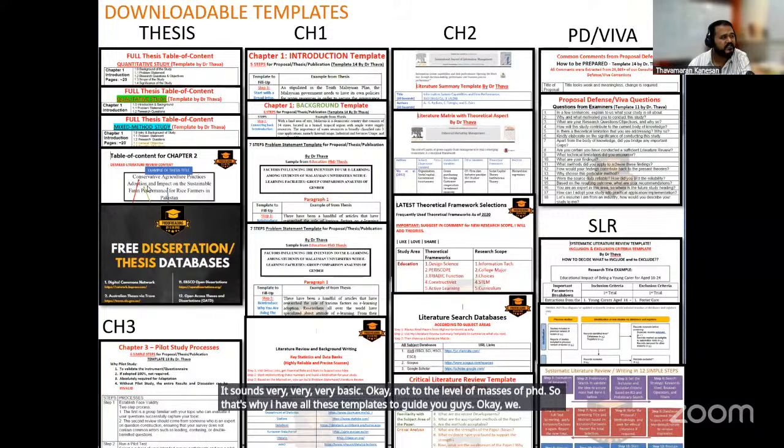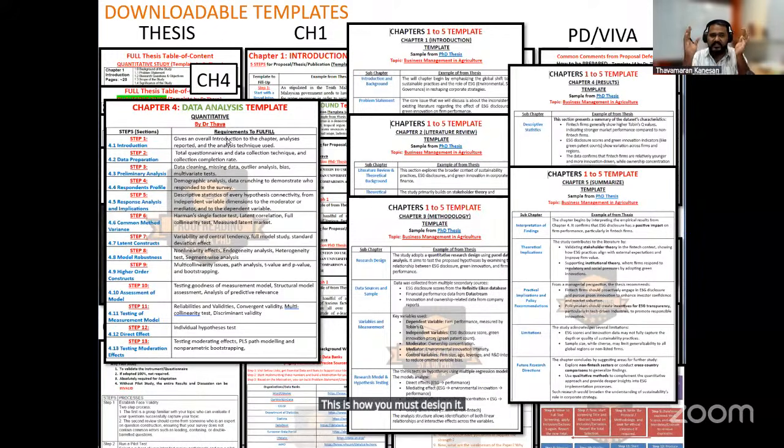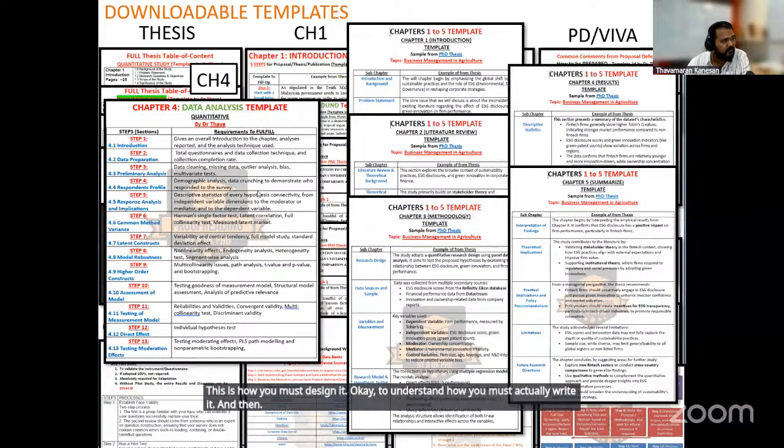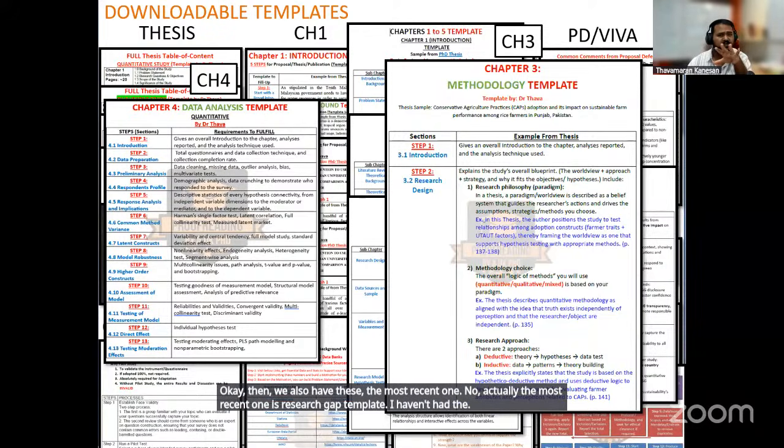We have a lot of full thesis templates, chapter 1 templates, chapter 2 templates, chapter 3 templates, sample thesis template, proposal defense viva templates, systematic literature review templates. Then we have chapters 1 to 5 full thesis, how you must design it, to understand how you must actually write it. Then chapter 4 template, quantitative. We have qualitative also. The most recent one is the research gap template. I haven't had the time to share it yet, but I did a video on it. And one of the latest is the methodology template. Can you make use of it?